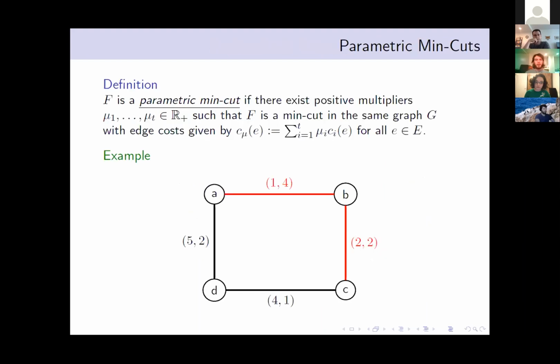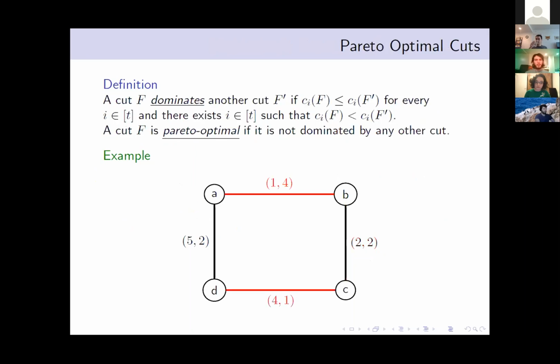First is parametric min-cuts. We say a cut is a parametric min-cut if it's a single criteria min-cut for some linear combination of the t cost functions. So for example, the red edges here minimize C1 plus half of C2. So it's a parametric min-cut.